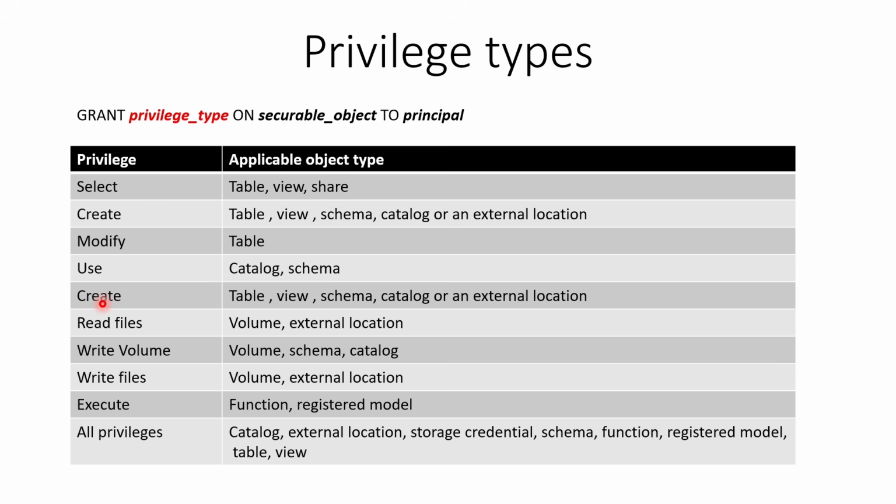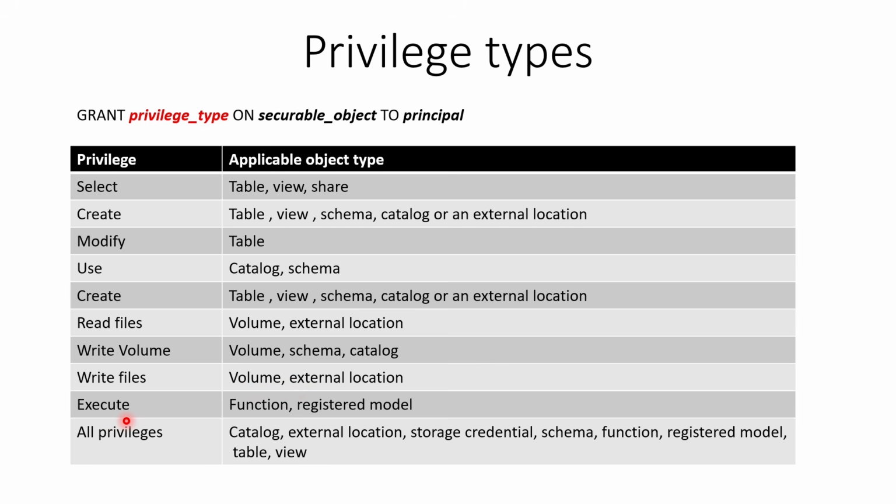The create allows a user to create a table, view, schema, catalog or an external location. Read files allows a user to read files directly from your cloud object storage. The write volume allows a user to add, remove, or modify files and directories stored inside a volume. Write files allows a user to write files directly into your cloud object storage. This could be for a volume or an external location.